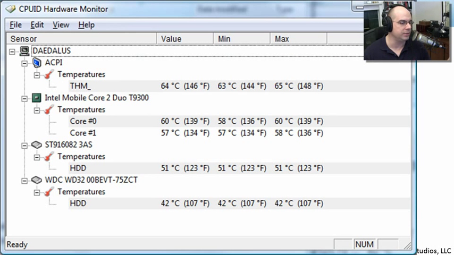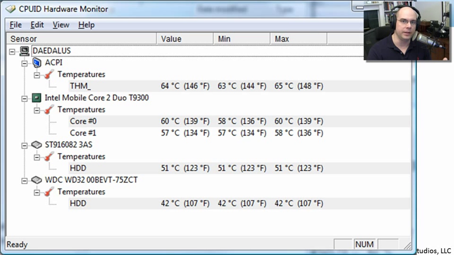There are other systems that are available. This is something called the CPUID Hardware Monitor. I like this one because it not only tells you what the value is right now, it will tell you from the time that you started this program, what is the minimum value that's been seen and what is the maximum value that's been seen. So you could set this up, let it run, have your computer where it's just turned on. You can start this program and then walk away.